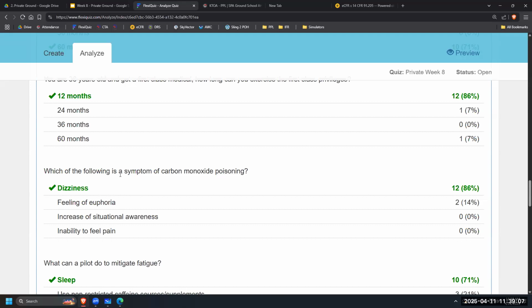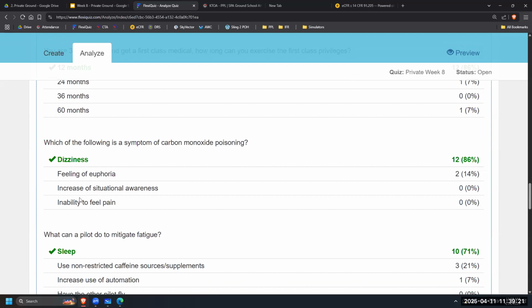Oh, what? Which one? This hypoxia. Yeah, hypoxia. It's just hypoxia. You definitely won't have situational awareness. Inability to feel pain. What could it be? Not necessarily. It's not really pain, that's why.